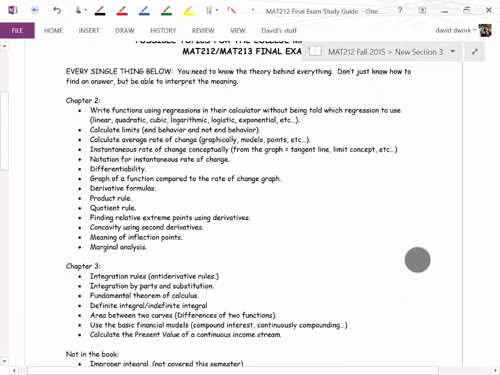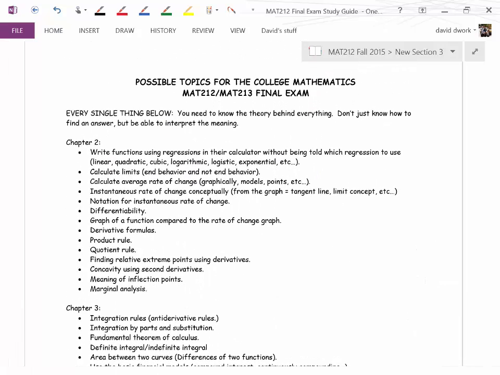Now, you'll notice the other thing I have done is gone through, and as I was writing the test, I was writing down big ideas from all of chapter 2 and all of chapter 3. What are the big things you need to know how to do? Every single thing below, you need to know the theory behind it, not just be able to do it, but be able to use it, understand what it means.